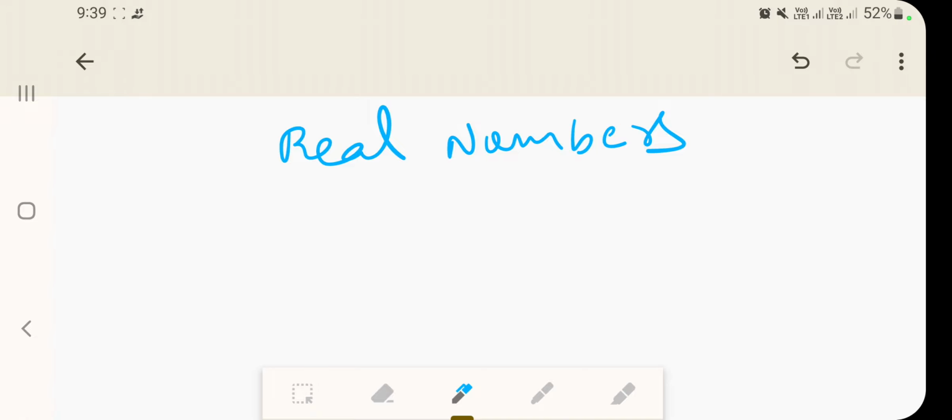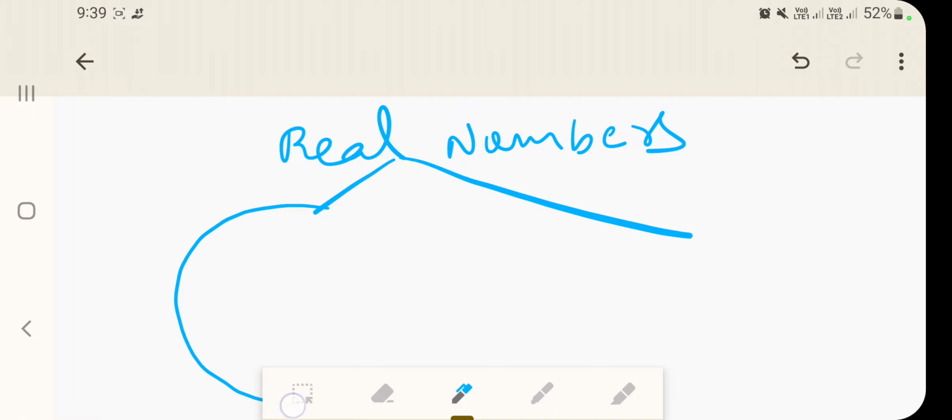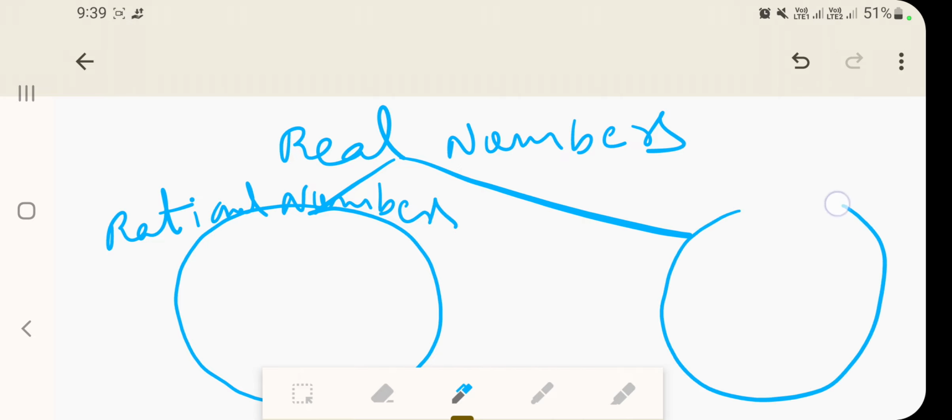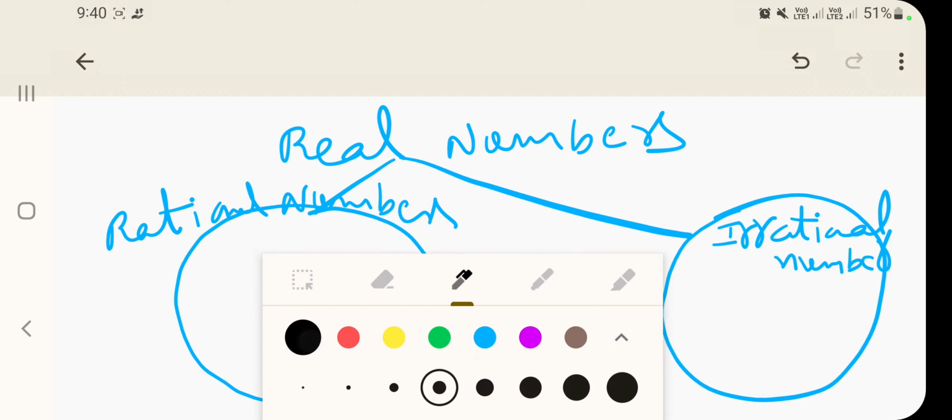Under the real numbers we have two different types of numbers. One we can take as rational numbers. I'll tell you what rational numbers are. And another we get is irrational numbers. So under real numbers we have these two types, that is rational numbers and irrational numbers. What are the irrational numbers?